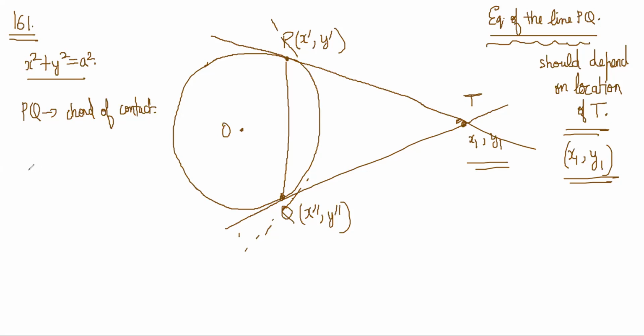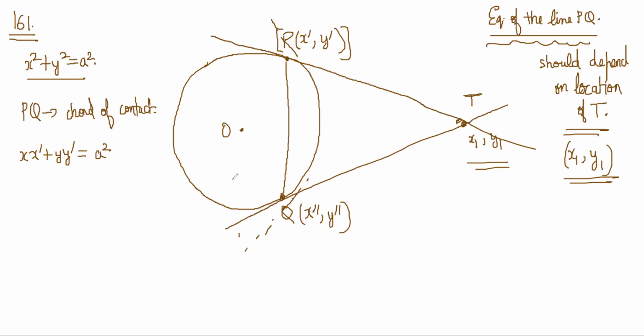So the idea is, if I know that R is a point of contact of a tangent, right? If somebody had asked me, find the equation of tangent to the circle at the point R, what would you have done? You would have done x x dash plus y y dash is equal to a square, no?